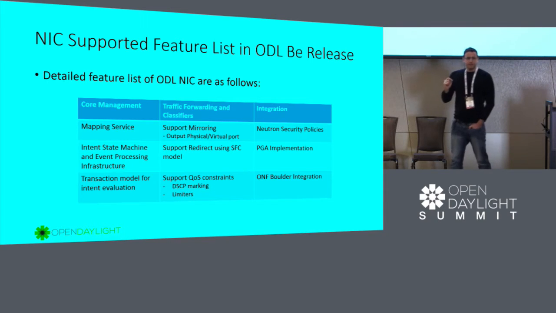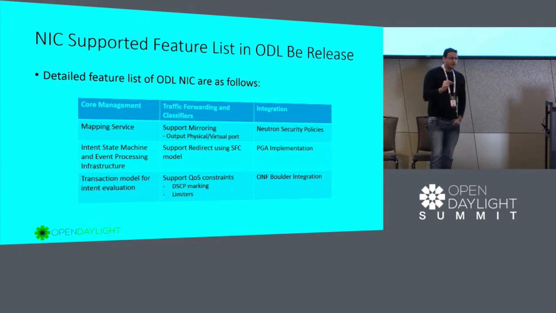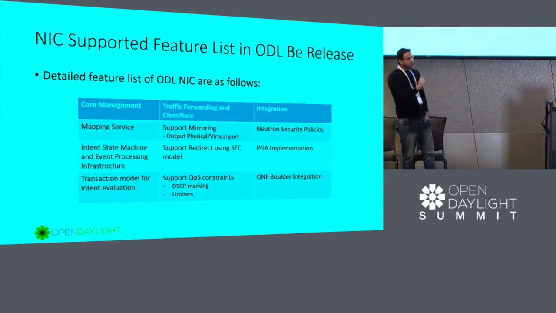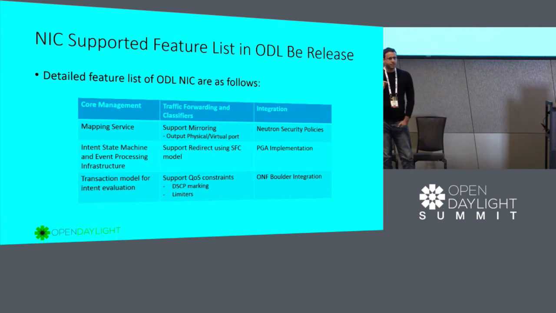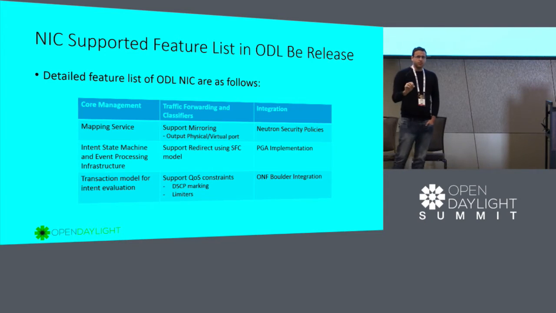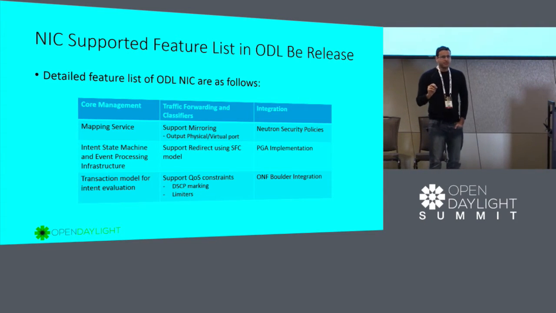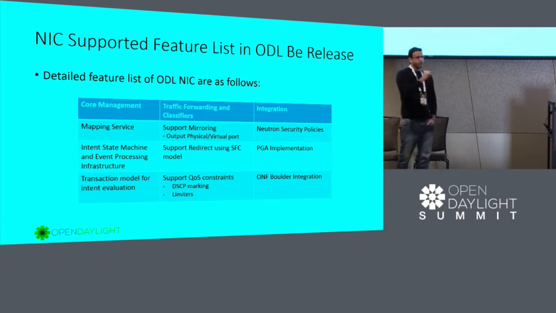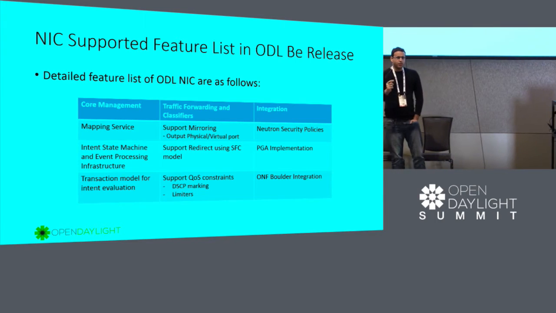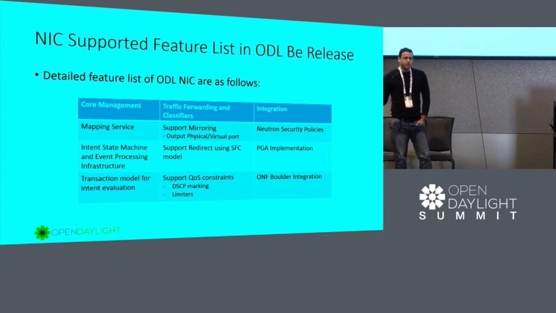From the integration side, we have an OpenFlow renderer where we can integrate the OpenStack Neutron security policies using the described intent. On another side is the PGA implementation, where we compile the intents into just one to solve conflicts. Another one is the integration with the Boulder project, where we want to integrate the NIC project with the ONOS project.